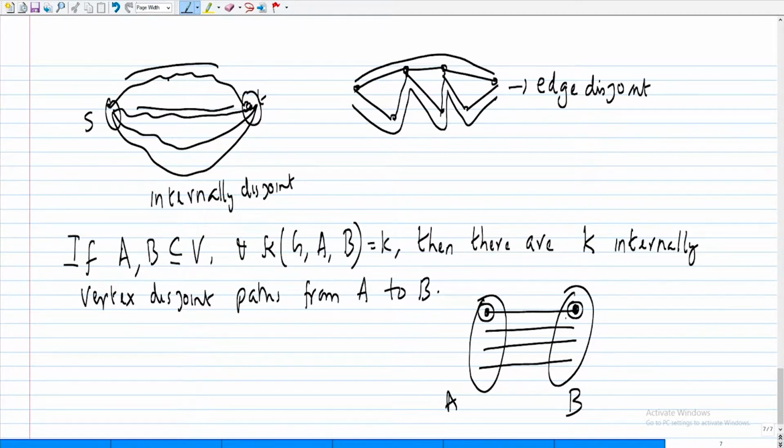I don't understand the importance of the word internally. What is the difference between internally disjoint and vertex disjoint?